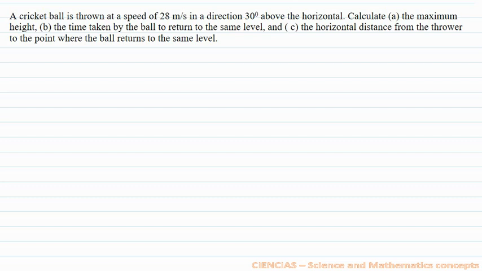The question here is: a cricket ball is thrown at a speed of 28 meters per second in a direction 30 degrees above the horizontal. Calculate A, the maximum height, B, the time taken by the ball to return to the same level, and C, the horizontal distance from the thrower to the point where the ball returns to the same level.